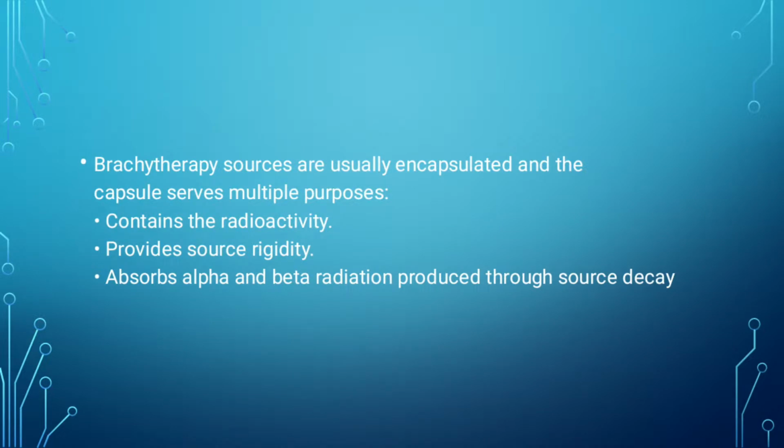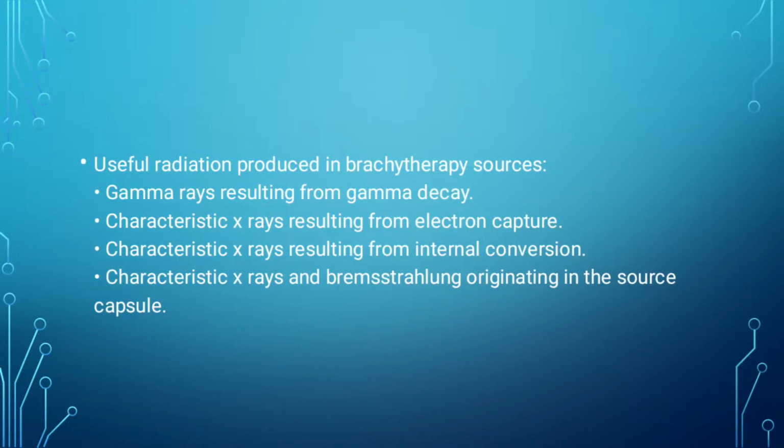Brachytherapy sources are usually encapsulated and the capsule serves multiple purposes: it contains the radioactivity, provides source rigidity, and absorbs alpha and beta radiation produced through source decay. Useful radiation produced in brachytherapy sources are gamma rays resulting from gamma decay, characteristic X-rays resulting from electron capture and from internal conversion, and characteristic X-rays and bremsstrahlung originating in the source capsule.